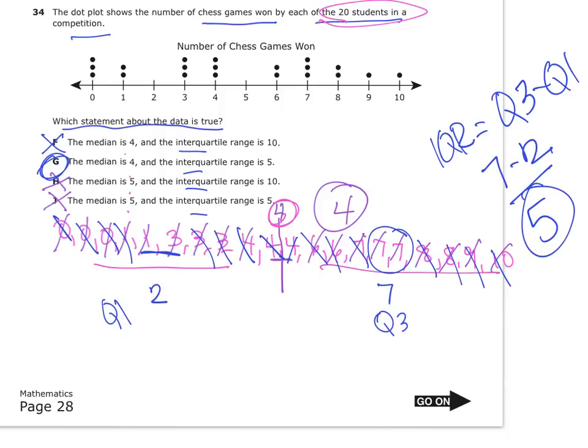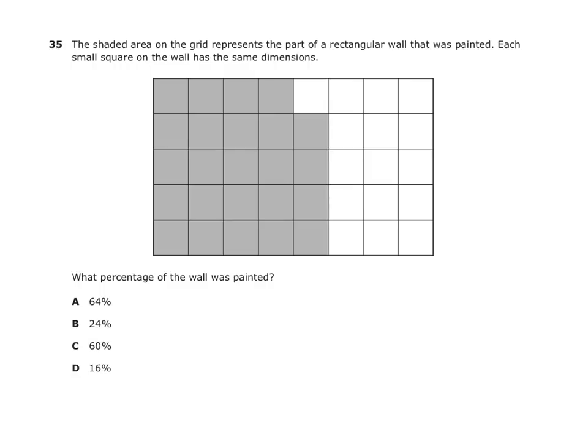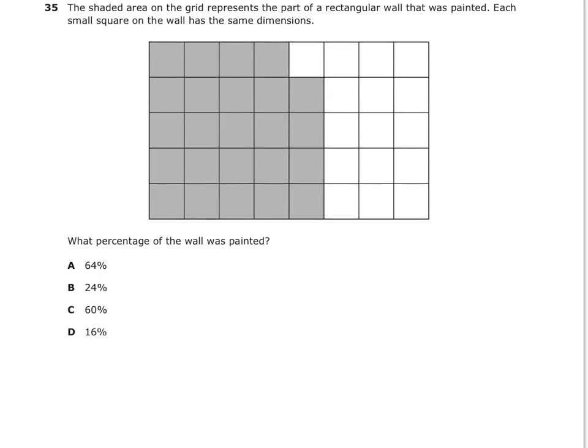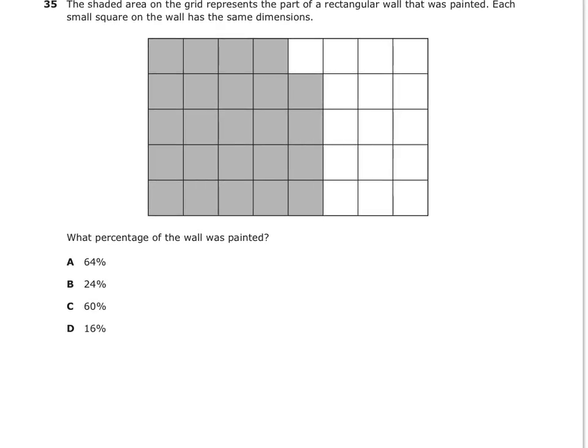Okay, let's do number 35. It says the shaded area on the grid represents part of the rectangle wall that was painted. Each small square has the same dimensions. What is the percentage of the wall that was painted? Okay, so count them up. 1, 2, 3, 4, 5. 1, 2, 3, 4, 5, 6, 7, 8. So the total is 40. How many were shaded? 5, 10, 15, 20, 24. 24 40ths. Now, it's asking for what percentage? 24 40ths is more than half because half of 40 would be 20.